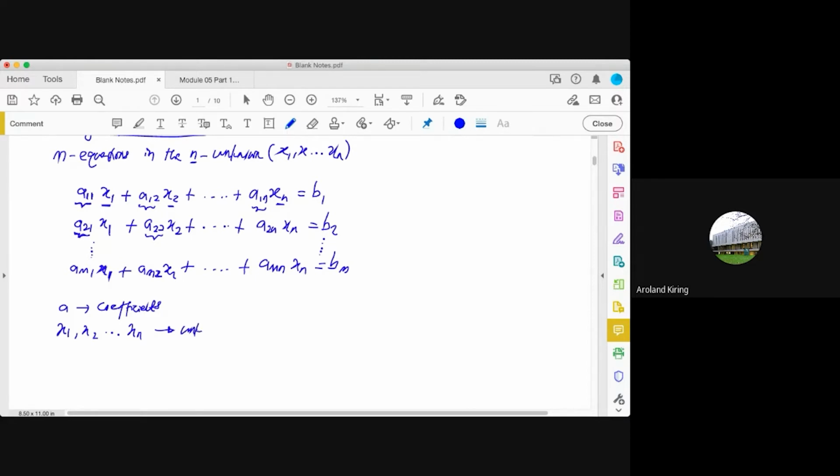This is what you're going to find, the unknown variables. This is usually what you're going to solve in your systems. For your B1, B2, and Bn, this is the solution for the systems. So you have a solution for the systems and you want to find the combination of your X in order to satisfy your solution B. That is what you're going to find.